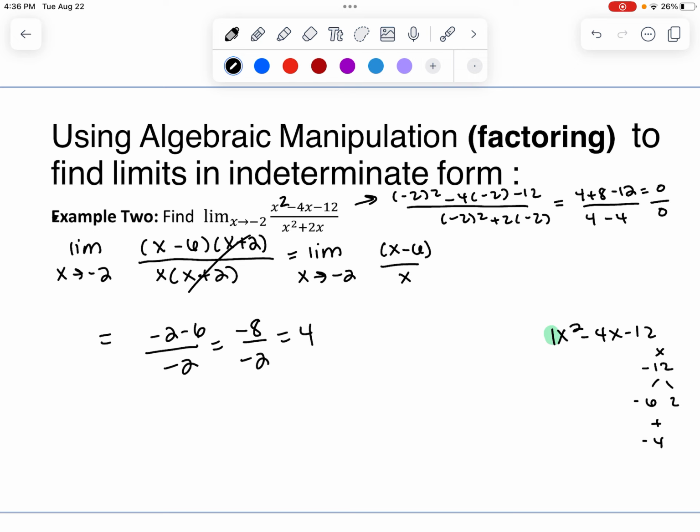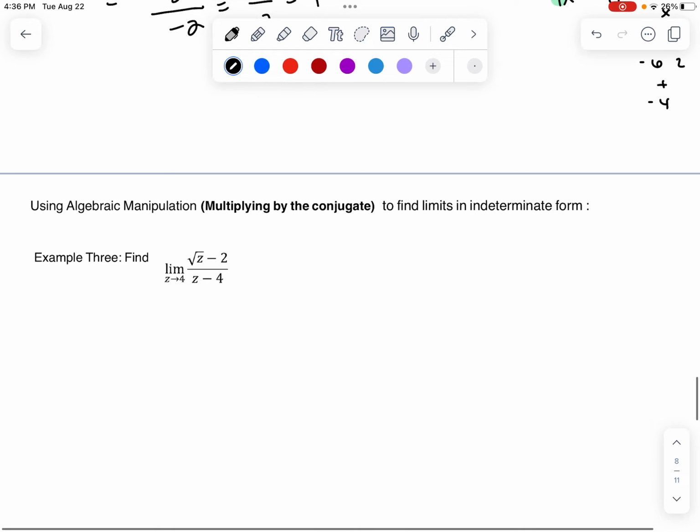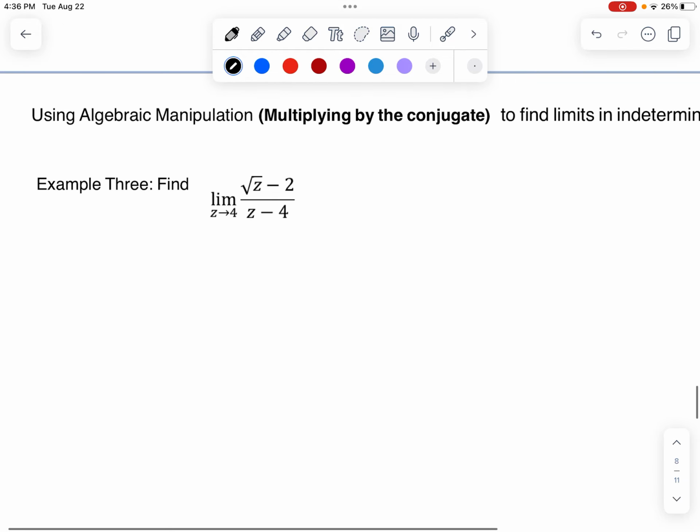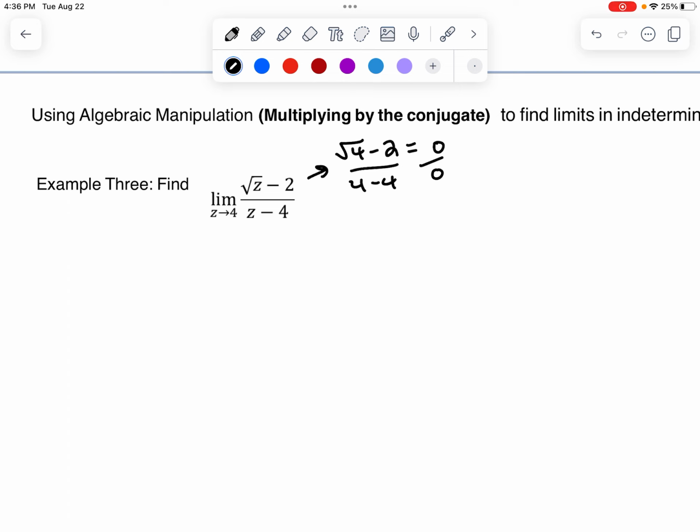Okay, we have 2 more sets of problems, and they're a little different. So if you look at this one, same problem is happening. We're still having indeterminate form because the square root of 4 is 2, 2 minus 2 is 0, and then 4 minus 4 is 0. So we still have indeterminate form, but we don't have a quadratic or a polynomial anymore. And so what sticks out to me is the square root right here.